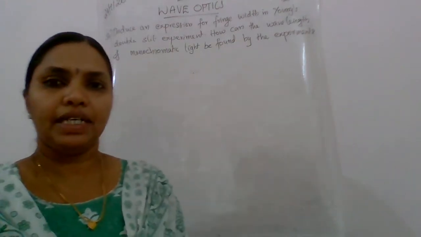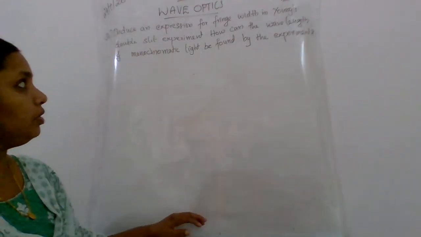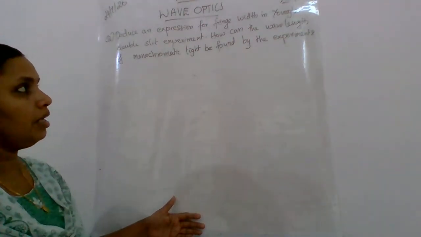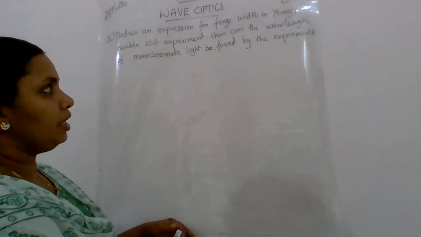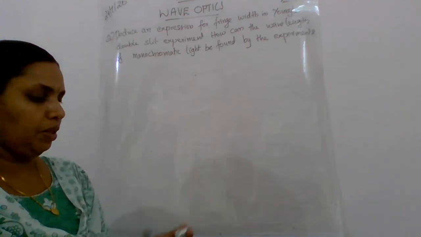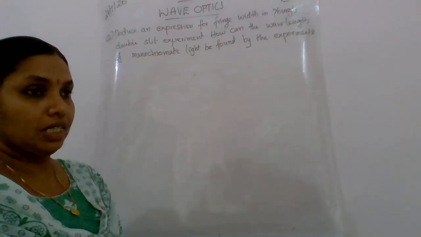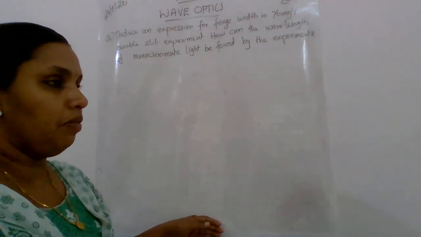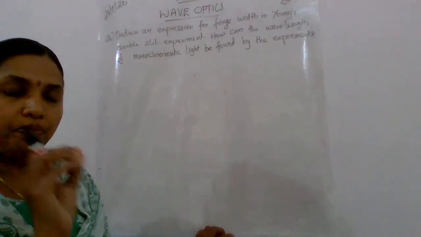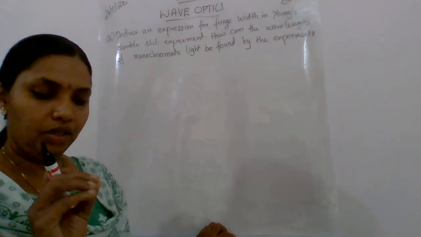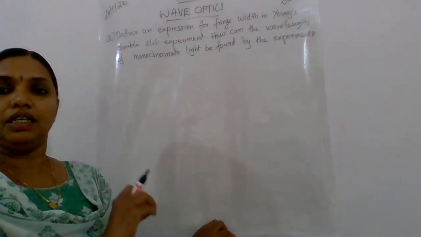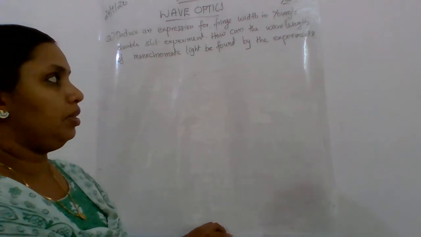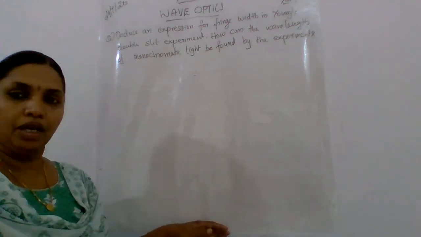Okay, so next we have to discuss the fringe width in Young's double slit experiment and how the wavelength of monochromatic light can be found by the experiment. So before discussing the fringe width, I will tell you what fringe width is. You have to know where will be the dark region, which region will have maximum intensity, and which region will have minimum intensity, so that mathematically we can prove it.